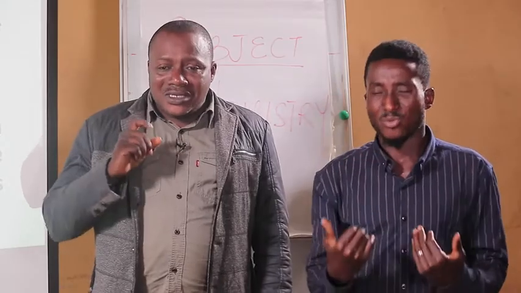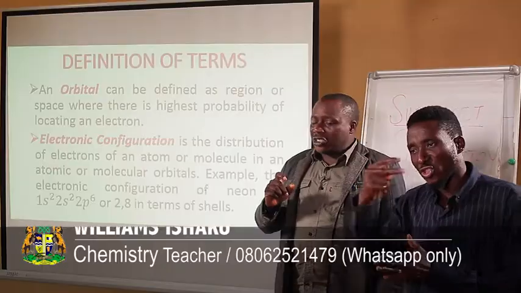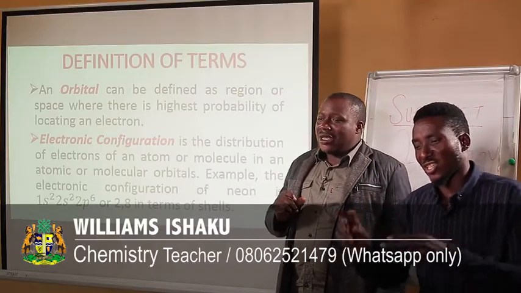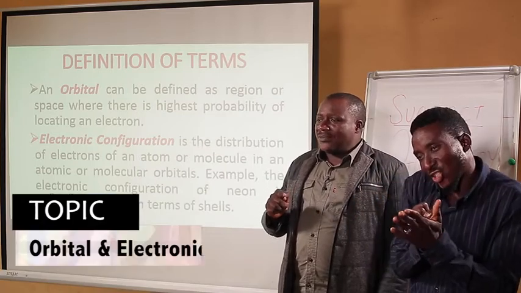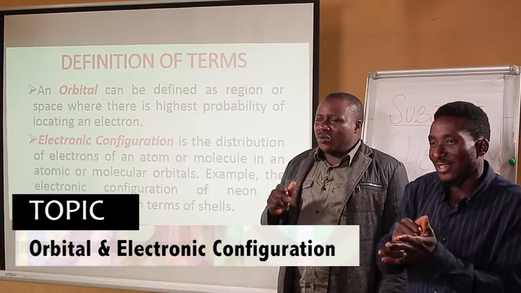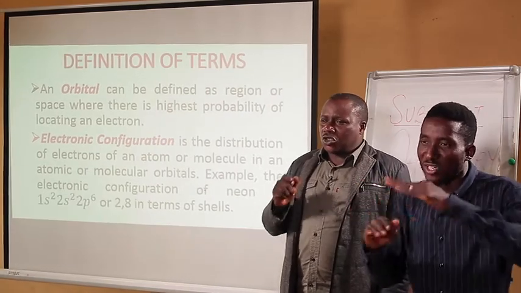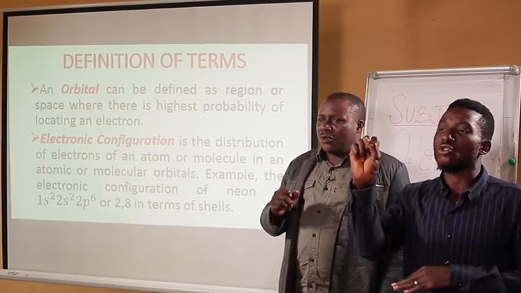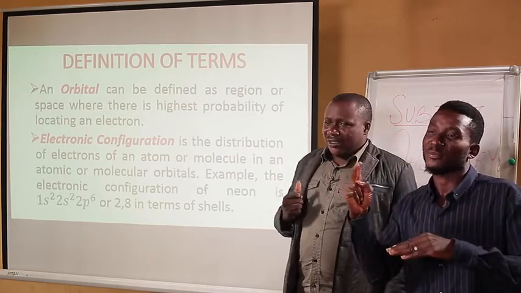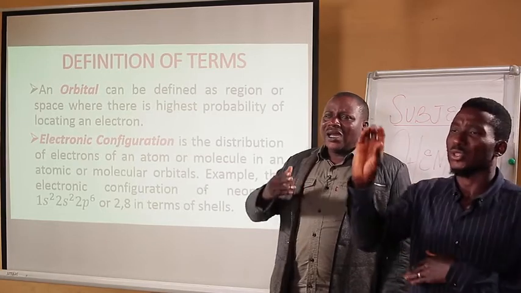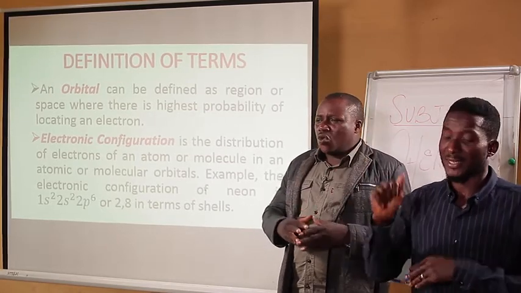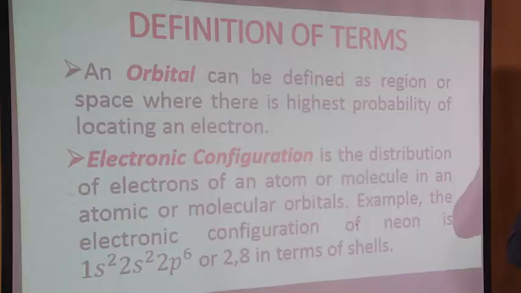However, this shell that we have been using in writing the electronic configuration, now we are going to move to another stage of describing another room inside the shell that we call subshells, in other words, known as orbitals. Now you may want to ask, what is this word orbital? An orbital is a region or a space where we have the highest probability of locating an electron.